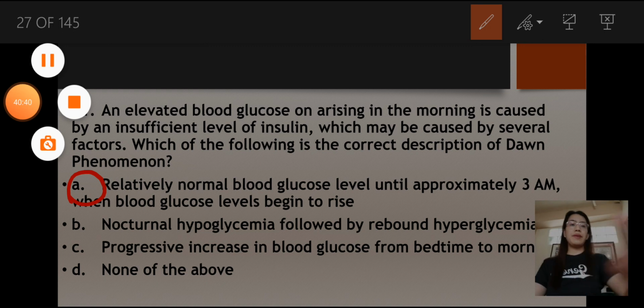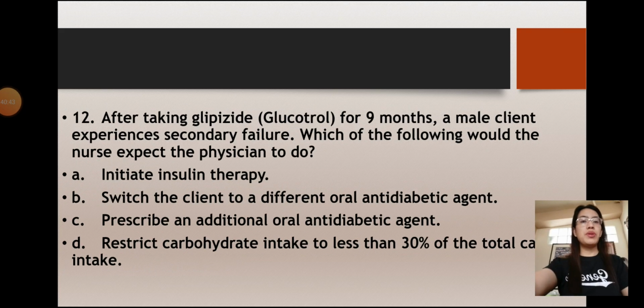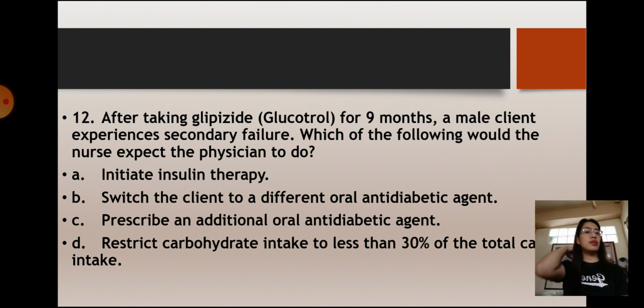Okay? Next question. Number 12. After taking glipizide for 9 months, a male client experiences secondary failure. Glipizide is your sulfonylurea, the effect of which is towards your pancreas. It will stimulate the pancreas to produce more insulin. Which of the following would the nurse expect the physician to do?